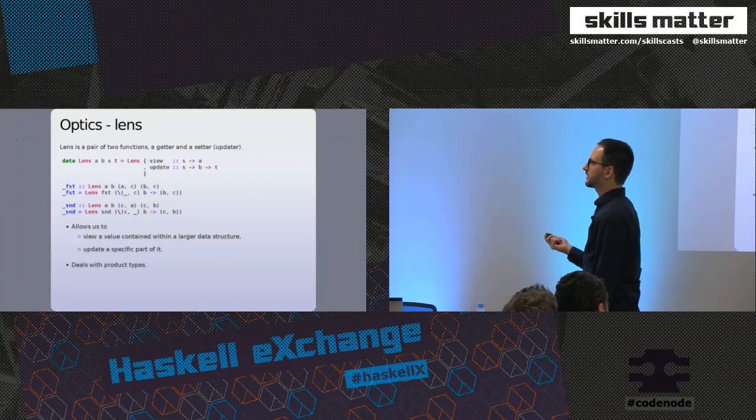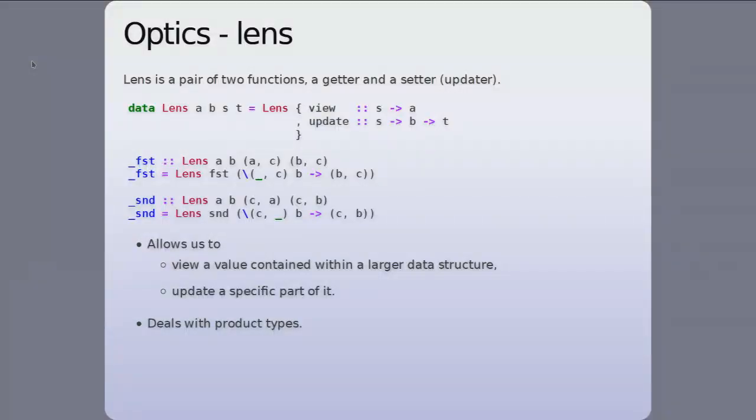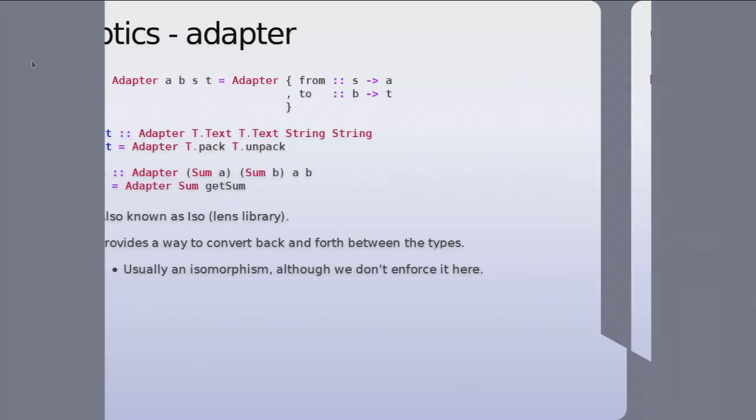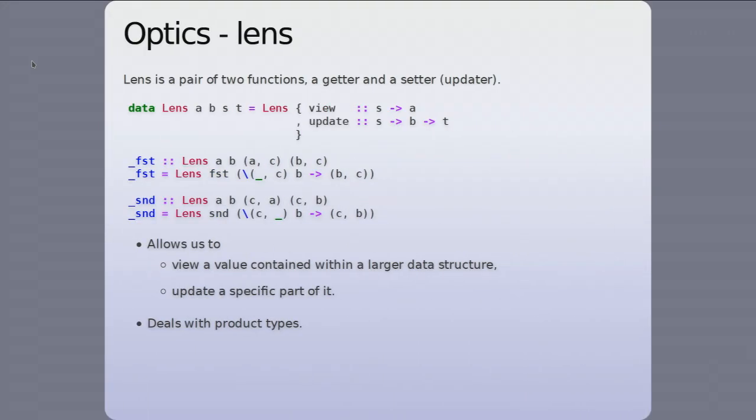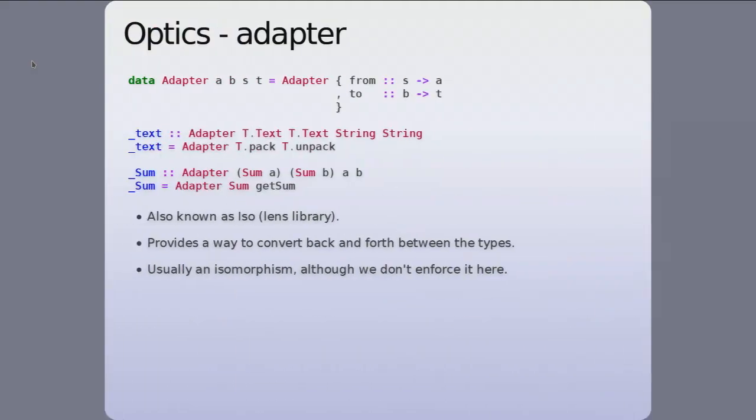So the next type of optic is a lens. A lens is a pair of two functions, essentially, a getter and a setter, or updater. As you can see, a lens is quite similar to an adapter. Essentially, an adapter is a lens that doesn't take s. In here, the update function takes an s and b and produces t. Here, it doesn't take s, so you can think of an adapter as a lens that ignores the s.